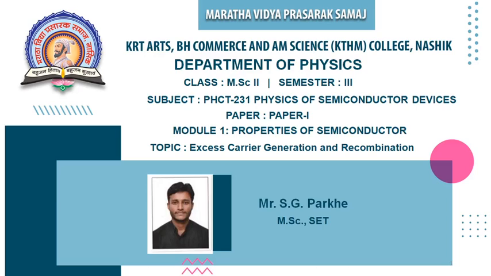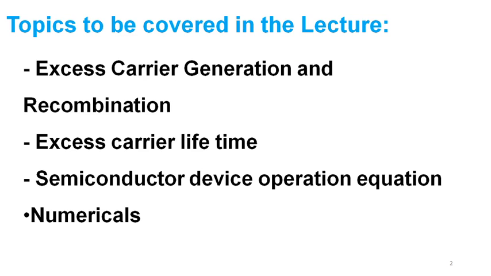And from that module 1, Properties of Semiconductors, in the last lecture we already went through the direct bandgap semiconductor and recombination. Our topic is excess carrier generation and recombination in direct bandgap and indirect bandgap semiconductors. Previously we covered excess carrier generation and recombination in the process of the direct bandgap semiconductor material, and also the carrier lifetime for the direct bandgap semiconductor, that is the direct recombination process.